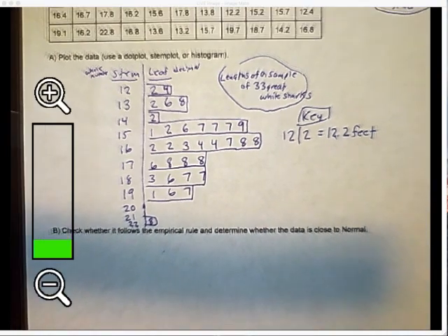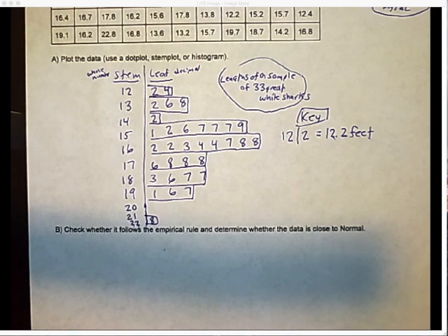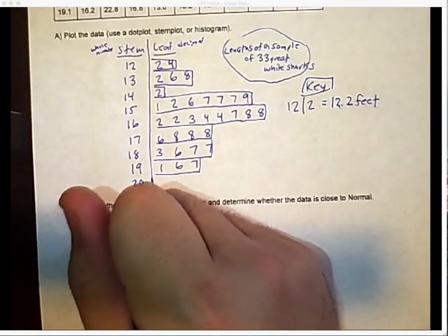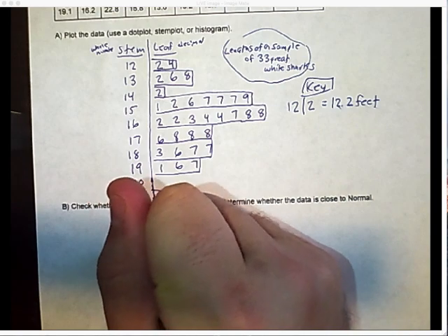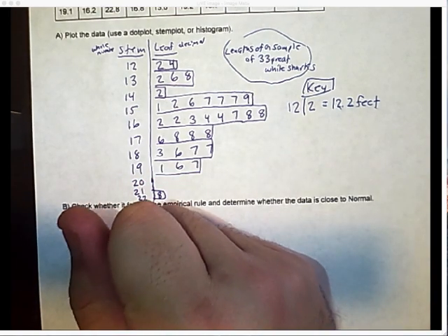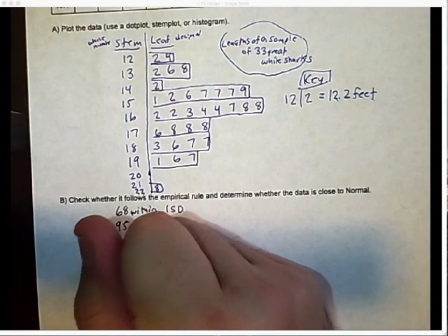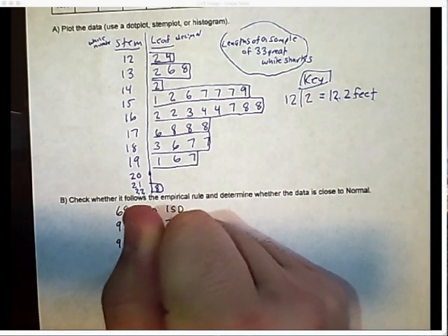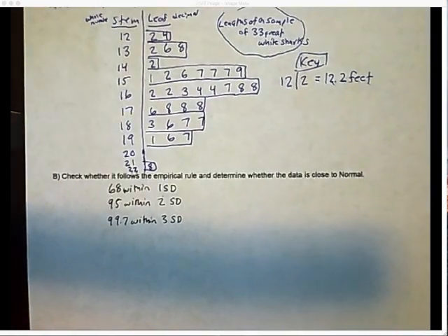It says, check whether it follows the empirical rule. Okay. Well, what's the empirical rule? That's the 68 within 1 standard deviation, 95 within 2 standard deviations, and 99.7 within 3 standard deviations. All right.